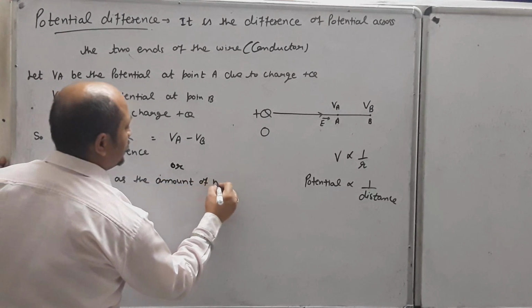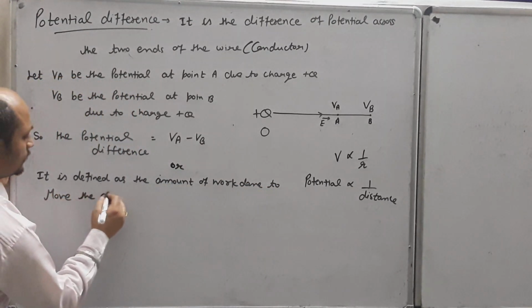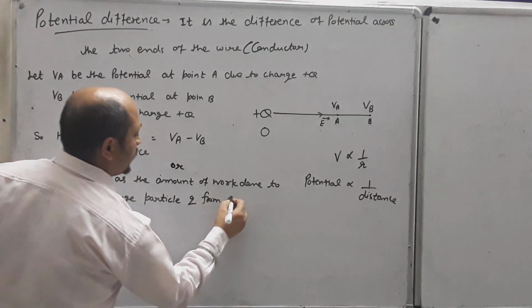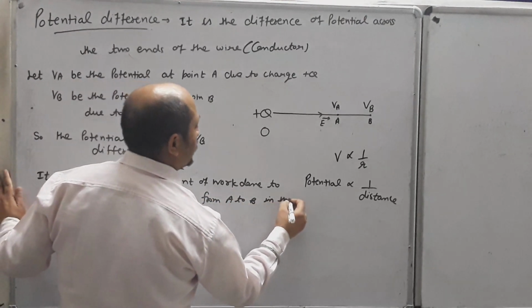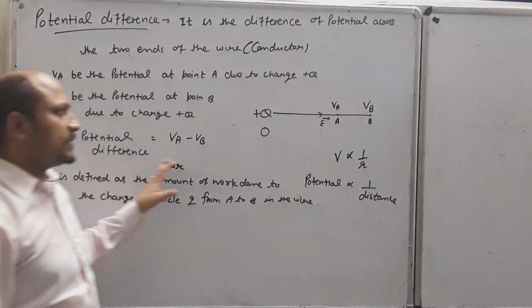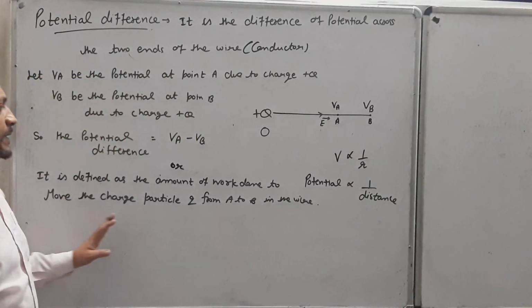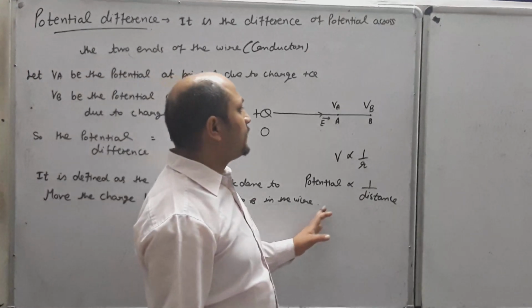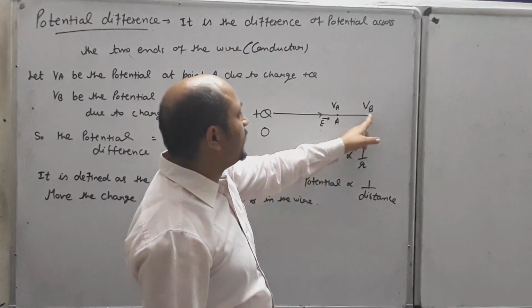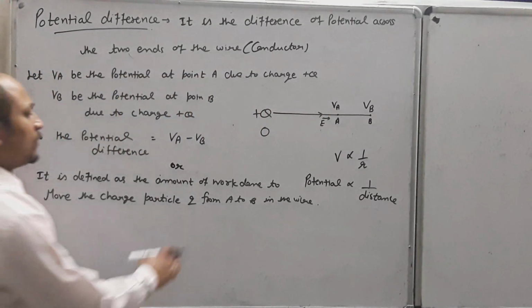अमाउंट ऑफ वर्क डन टू मूव द चार्ज पार्टिकल क्यू फ्रॉम ए टू बी इन द वायर. नाउ व्हाट इज पोटेंशियल डिफरेंस? एक डेफिनेशन हम ये दे सकते हैं, द डिफरेंस इन पोटेंशियल अक्रॉस द टू एंड्स ऑफ द वायर, द यूनिट इज सेम वोल्ट. दूसरी डेफिनेशन ये भी दे सकते हैं कि कितना वर्क हमें करना पड़ेगा किसी भी चार्ज पार्टिकल क्यू को एक पॉइंट ए से दूसरे पॉइंट बी पे ले जाने के लिए. मान लेते हैं कि चार्ज पार्टिकल क्यू को मुझे बी से ए की तरफ लेके आना है, तो कितना वर्क हमें करना पड़ेगा?